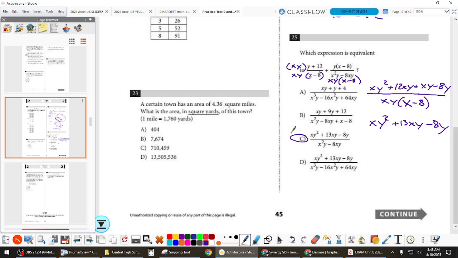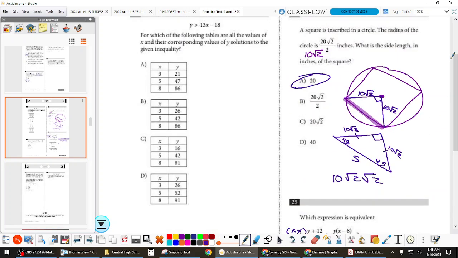Okay, all right, how about 23 or 20, whatever that one is? So technically, they completely disregard how. For which of the following tables are all the values of x and their corresponding values of y solutions to the given inequality? What is a solution to an inequality? What makes it true? Like you have to shade the graph, right? The shading shows which values are true.